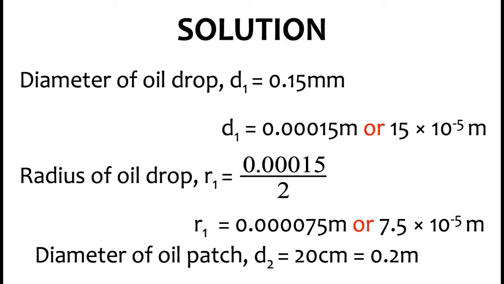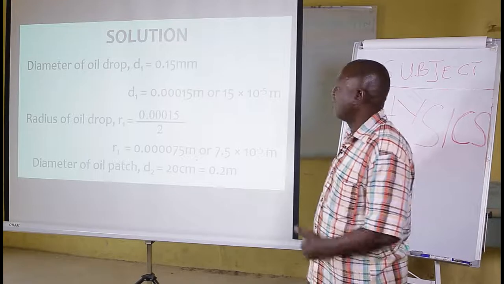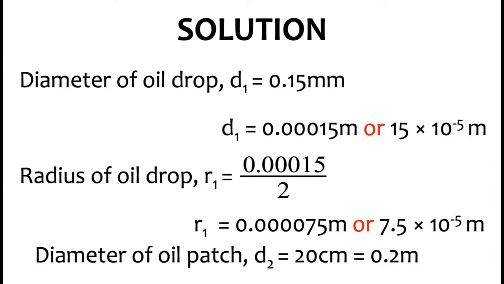Solution. We have in our data the diameter of oil drop, we call it D1, which is 0.15 millimeter. If we convert to meter, we will have D1 equals 0.00015 meter, or 15 times 10 raised to the power minus 5 meter. The radius of oil drop, R1, will be the diameter divided by 2, because radius is half of diameter. So we have 0.00015 divided by 2, and R1 equals 0.000075 meter, or 7.5 times 10 raised to power minus 5 meter.